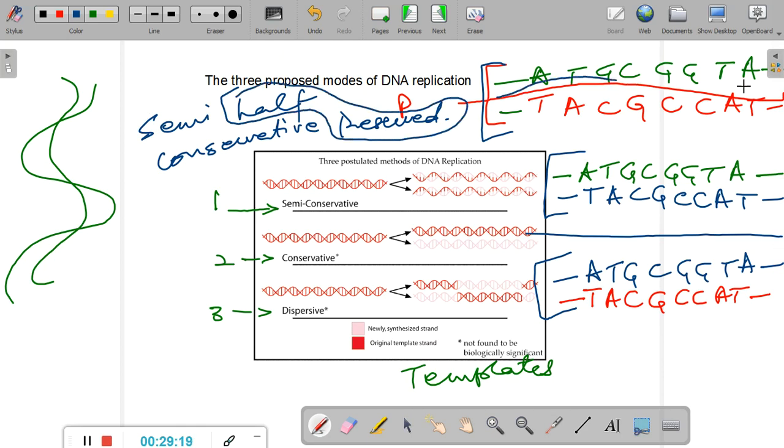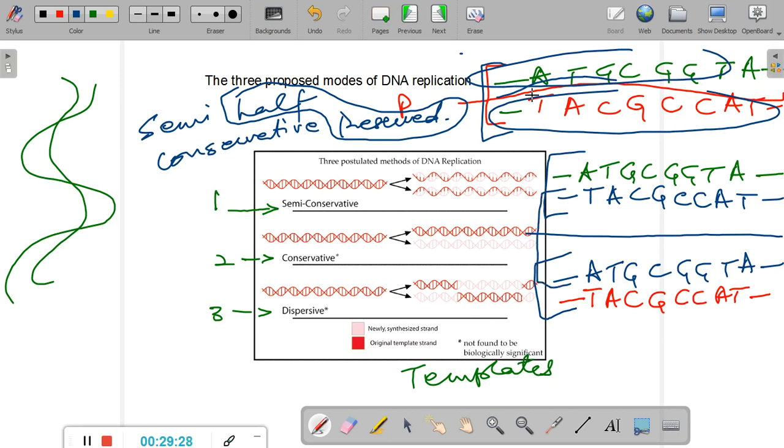This is the parent strand. So half of this strand is preserved, half of this strand is preserved, and two new strands are synthesized. This is called the semi-conservative mode of replication, and let us have a look at this diagram.